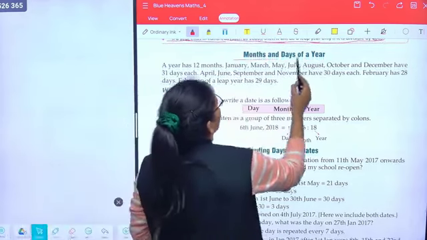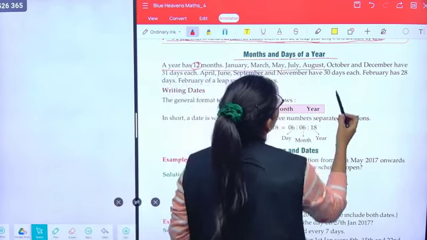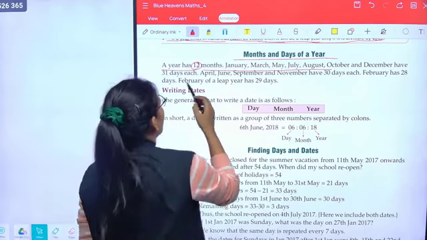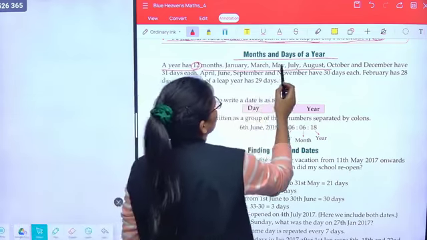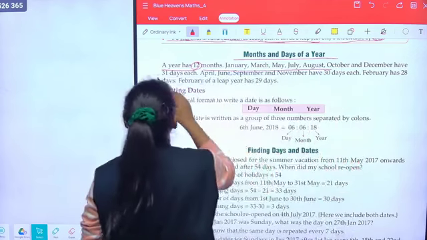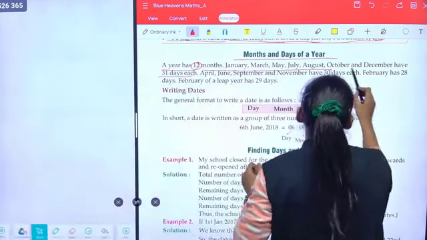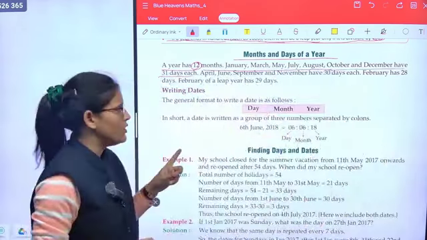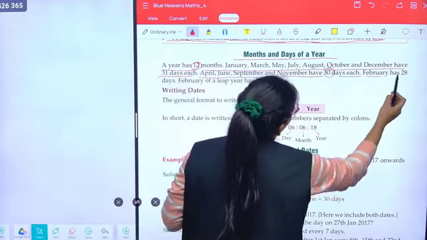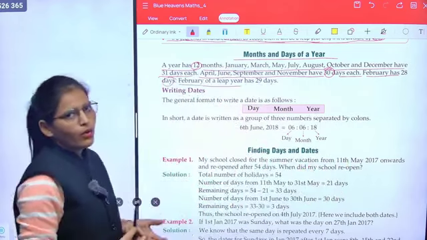Now, months and days of a year. A year has 12 months: January, February, March, April, May, June, July, August, September, October, November, December. January, March, May, July, August, October and December have 31 days each. अब ये जो months हैं इनमें 31 days हैं. कितने days? 31 days each. April, June, September and November have 30 days each. February has 28 days. February of a leap year has 29 days.